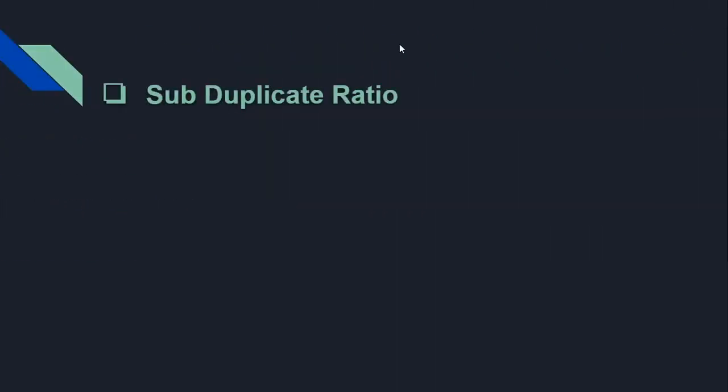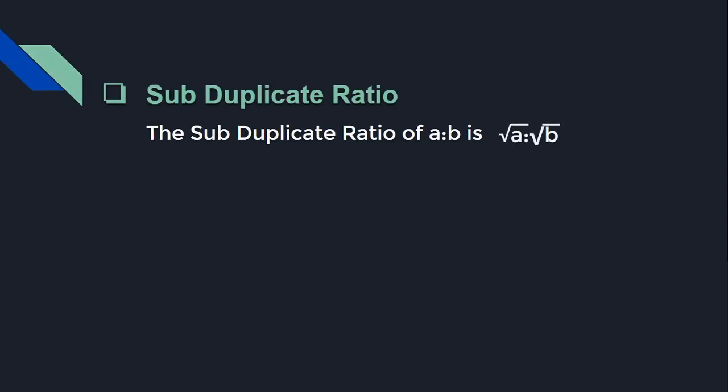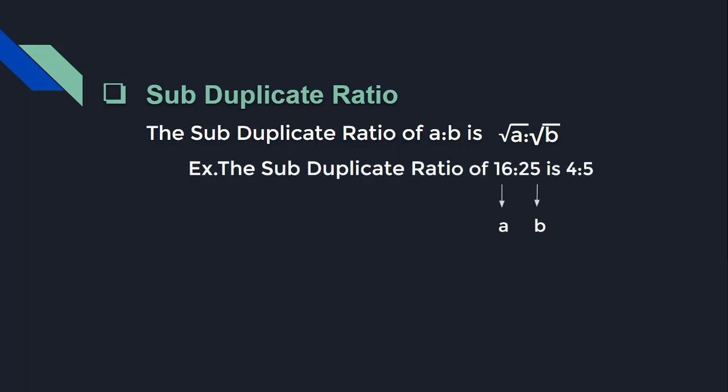Next, subduplicate ratio. The subduplicate ratio of A is to B is under root A is to under root B. In the subduplicate ratio, we will take the square root of the first term and the second term. Example, the subduplicate ratio of 16 is to 25 is 4 is to 5. And how is it possible? Here we take 16 as A, 25 as B. Now we will take the square root. So square root of A, it means square root of 16, so we get 4, and square root of 25, so we get 5. Therefore, 4 is to 5 is the subduplicate ratio of 16 is to 25.